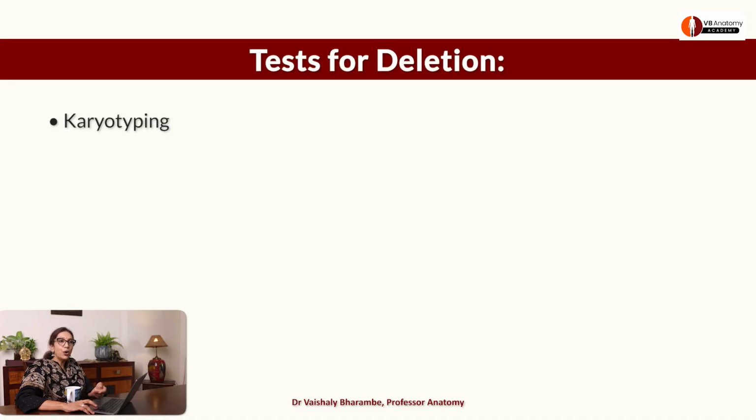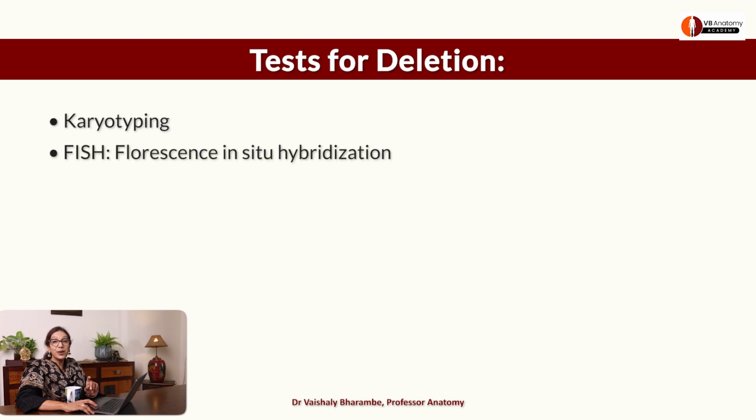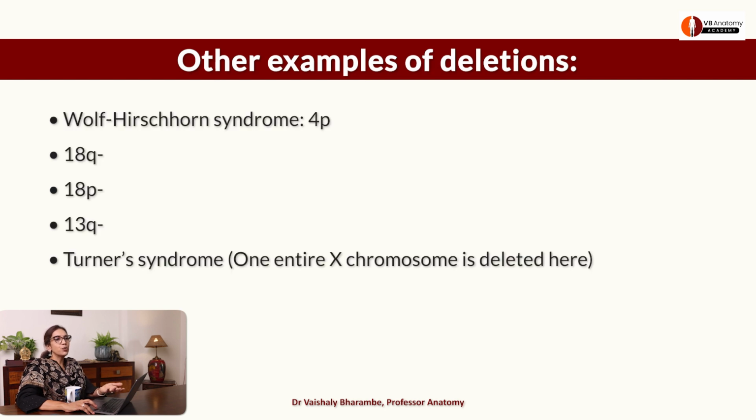So, how will I detect whether the patient is having a deletion or not? I can do a karyotyping, or I can do what is called FISH. Suddenly don't think you want to eat now. There's no fish eating here. It is only FISH, fluorescent in situ hybridization technique of testing for deletion. Okay. Finally, there are some other deletion syndromes that you should be able to give examples of, like the Wolf-Hirschhorn syndrome, 18q minus, 18p minus, 13q minus, and so on.